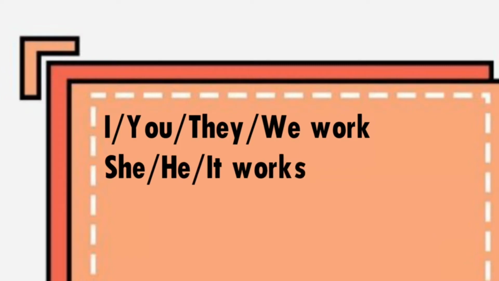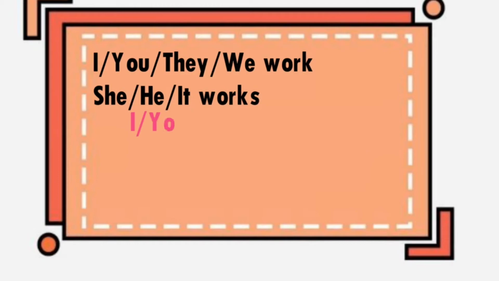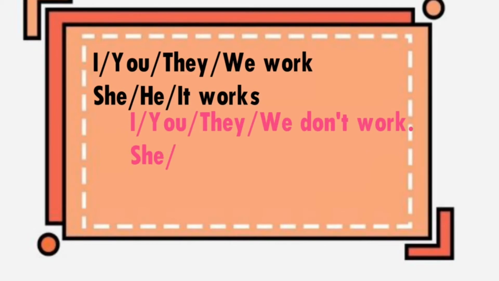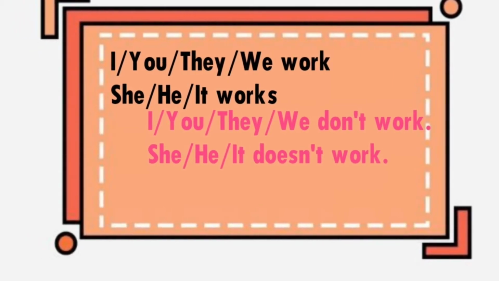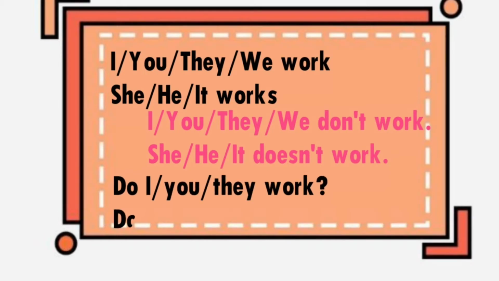And for negative form, the subject I, you, they, we, use do not. And for the subject she, he, and it, use doesn't.